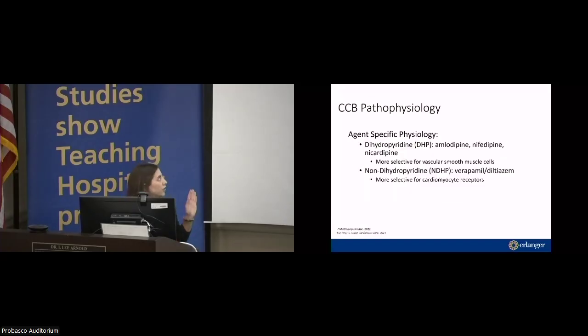And then just to quickly go over the different types of calcium channel blockers, the dihydropyridines, amlodipine, nifedipine, and nicardipine, are more selective for vascular smooth muscle cells, whereas the non-dihydropyridines, verapamil and diltiazem, are more selective for the receptors in cardiomyocytes.